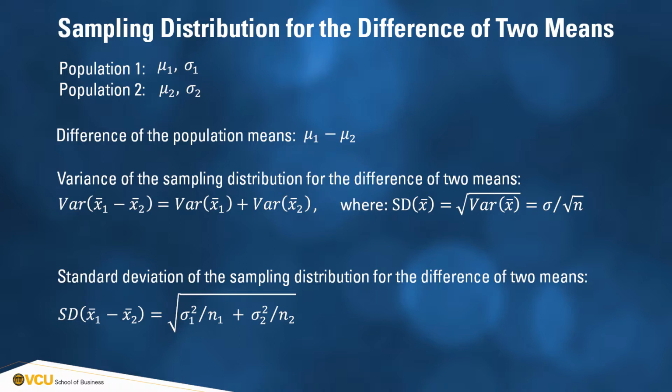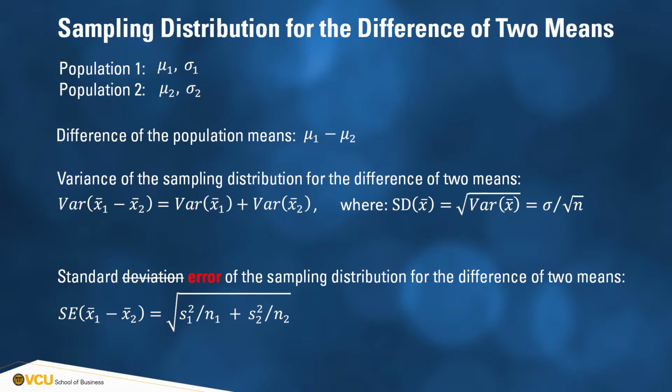However, we already know that often the population standard deviations are unknown, so we should replace those quantities with the respective sample standard deviations and calculate the standard errors instead. There you go. Now that we have defined a sampling distribution for the difference of two means, we can begin performing hypothesis testing and building confidence intervals in the case of two independent samples.